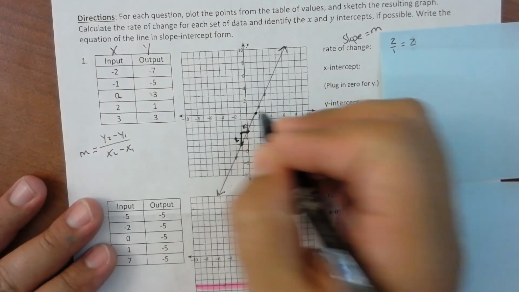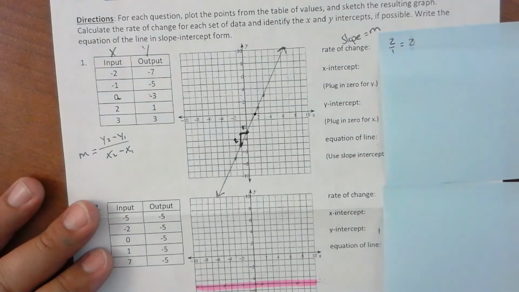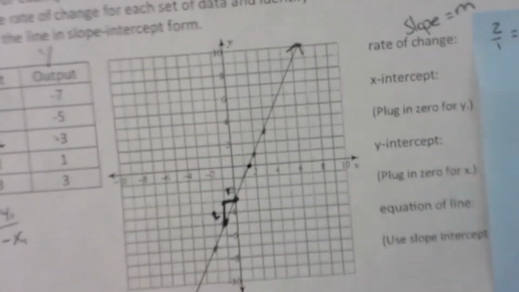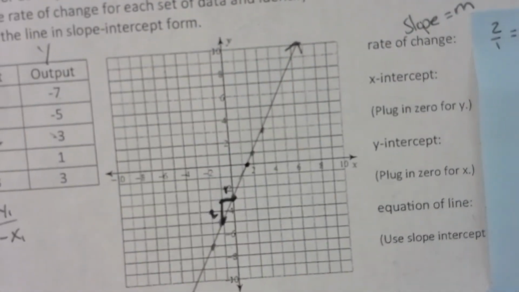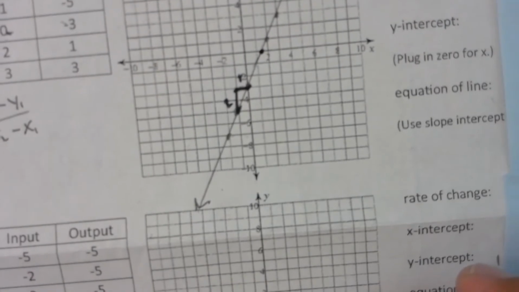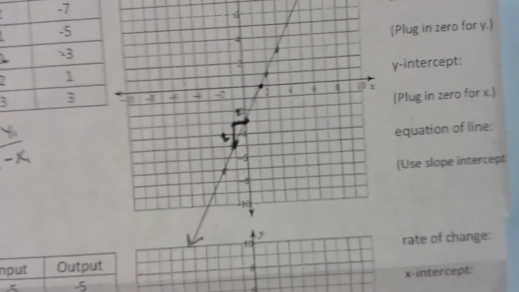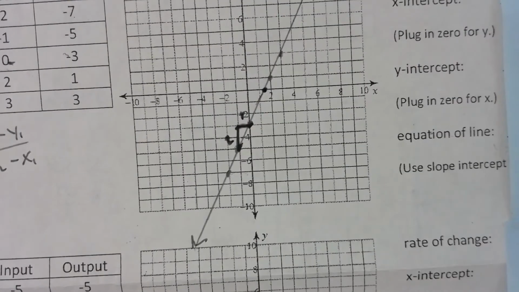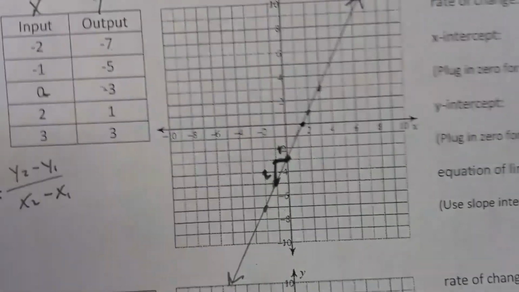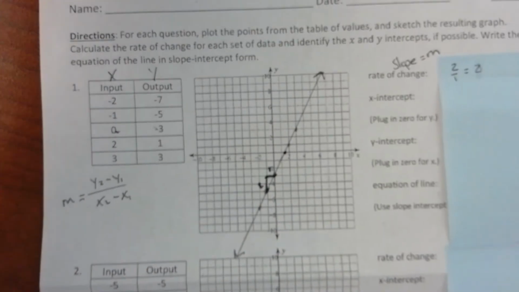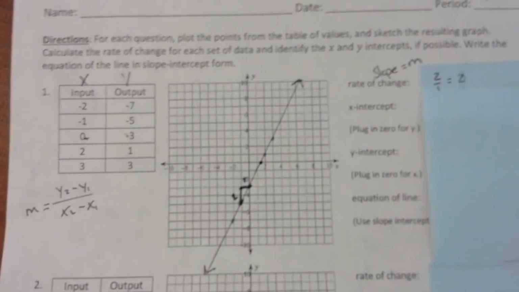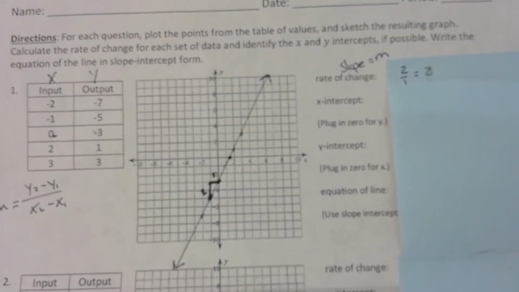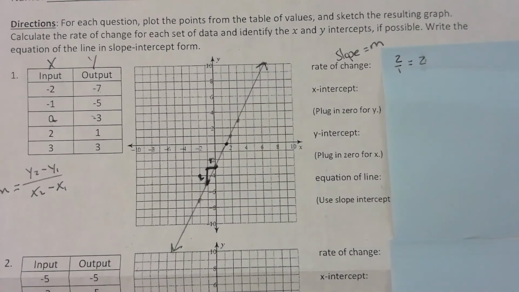Your X-intercept is when your Y is 0, your Y-intercept is when your X is 0. So if in the table you have a 0, this gives you my Y-intercept. Again, I don't have a 0 in the Y, so I don't know my X-intercept yet. I will be able to find it. Your X-intercept is when your Y is 0. Your Y-intercept is when your X is 0.